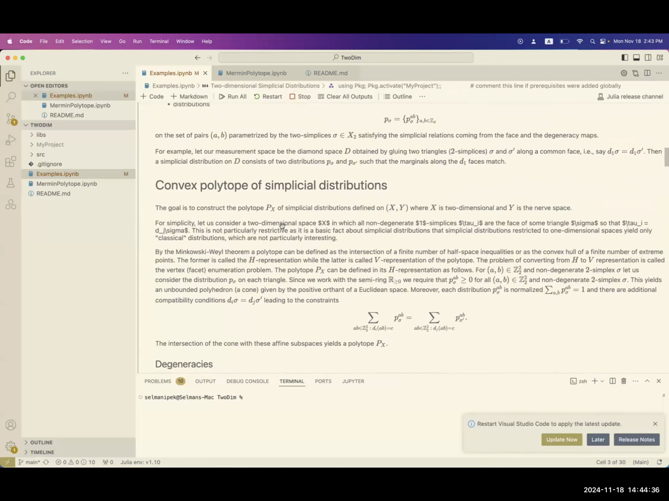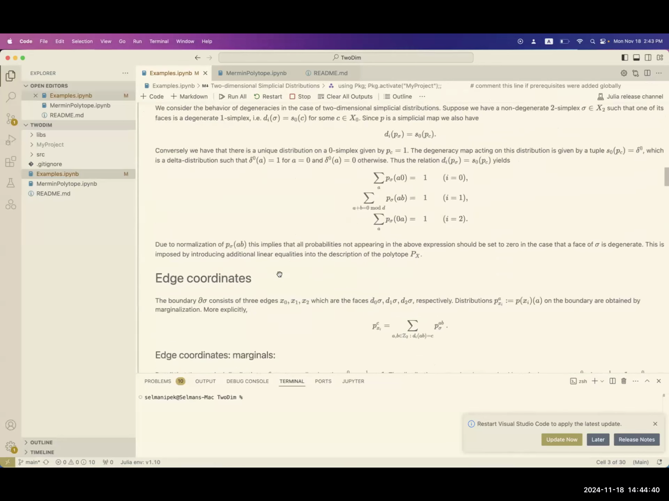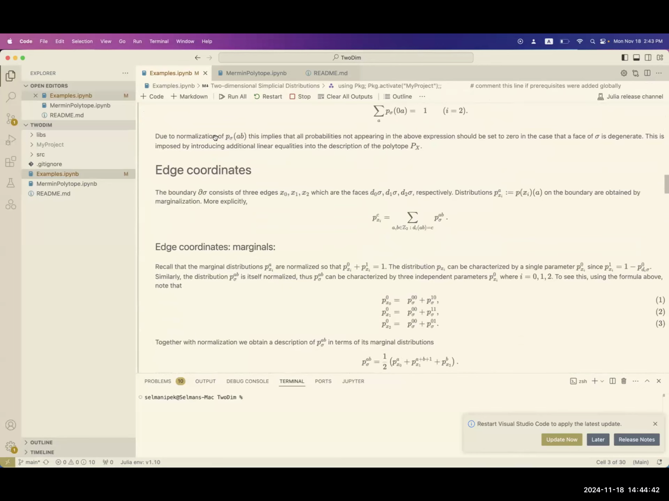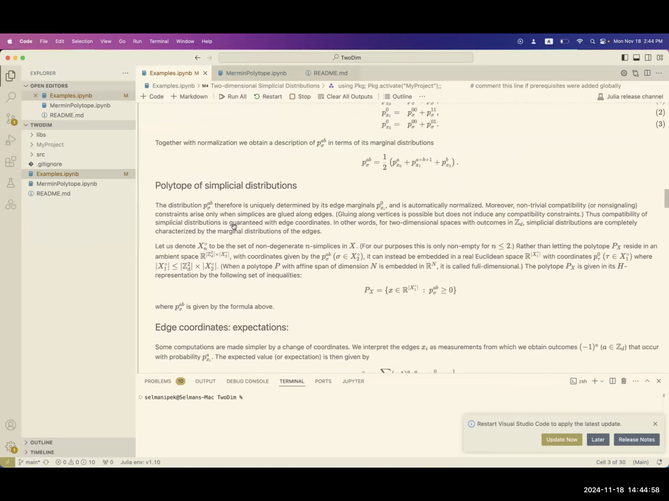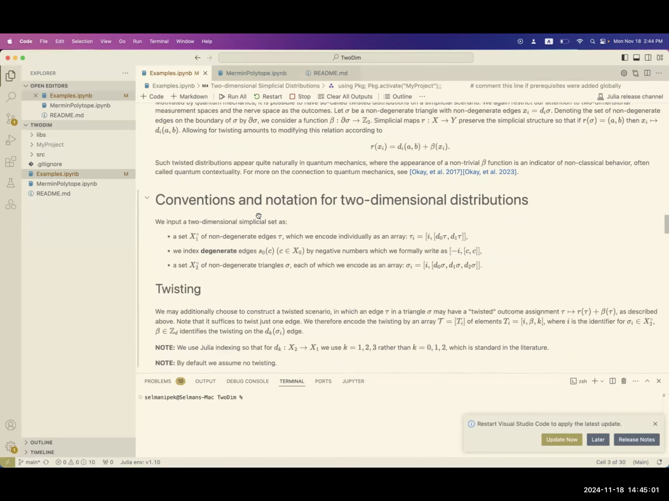Here we have some more of the stuff that I mentioned today. I didn't talk about these edge coordinates, but for Z mod 2, there's a special set of coordinates that embed our simplicial distributions precisely. If it's a D polytope, it's in D-dimensional space, R^D. And then there are the conventions.